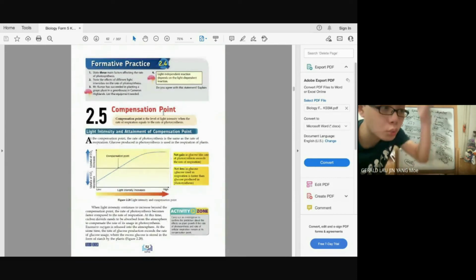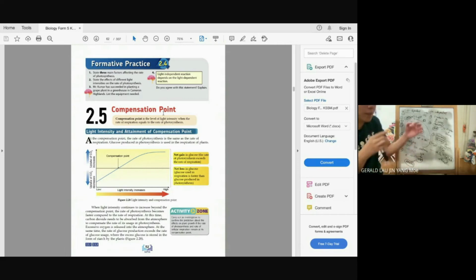Okay. Now you have to know what is compensation point. So you have already learned about respiration. Now you are going to learn about photosynthesis. Respiration is almost opposite of photosynthesis. In respiration, you use oxygen and glucose to produce water, carbon dioxide and energy. But photosynthesis uses water and carbon dioxide to produce oxygen, glucose and water. So it is opposite. It complements each other. Okay.